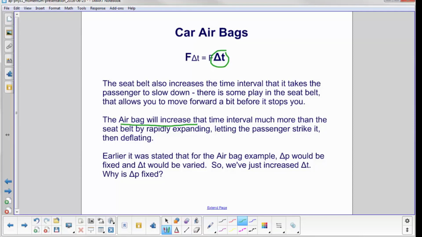There'd be a greater time interval. Earlier we stated that delta P for this example, for the car airbag, would be fixed and delta T would be varied. Well, we just talked about why delta T is varied. Why is delta P fixed?